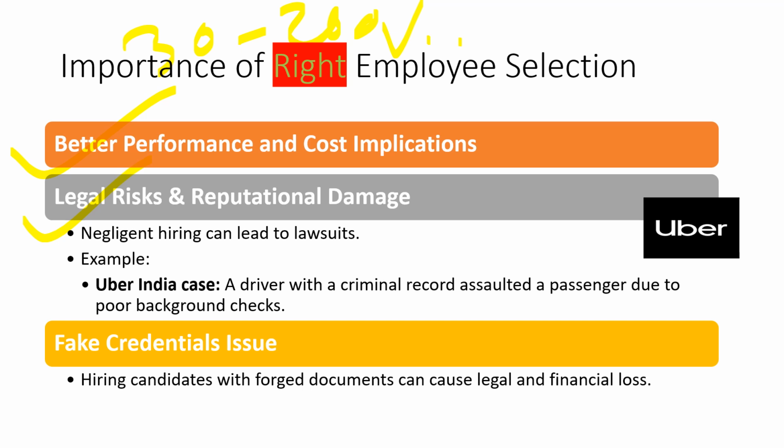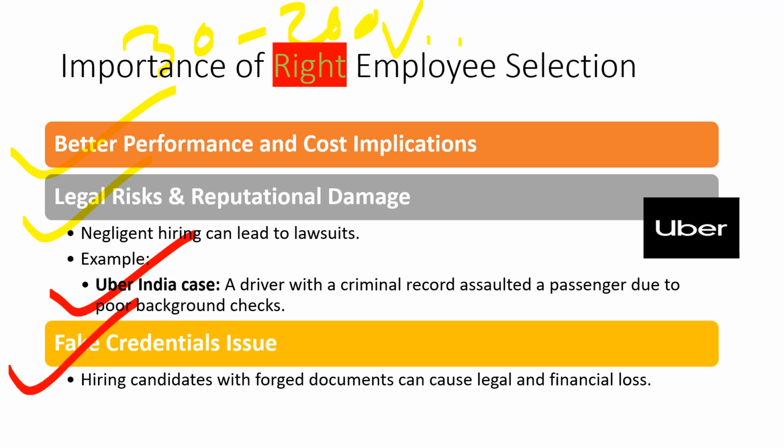Let's talk about one example, which is the Uber India case. What happened in the year 2014 in the month of December? An Uber driver in Delhi who had a prior criminal record assaulted a female passenger. The incident highlighted Uber's poor background verification process in India. The Delhi government temporarily banned Uber and the company's reputation also significantly got affected.